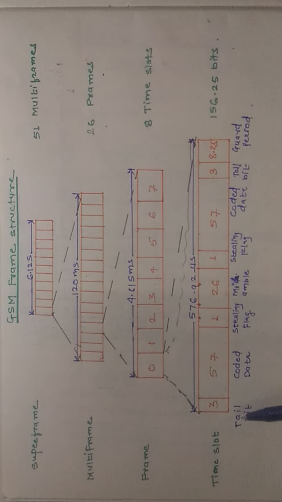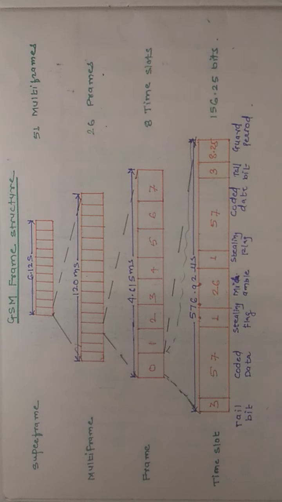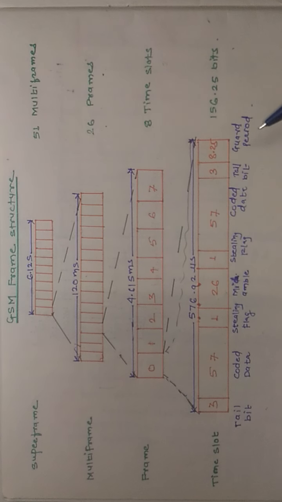Here, the first three bits and the last three bits, before the guard period, are used as the tail bits. Tail bits are used for the synchronization of the frame. The first 3 bits give the information about the starting of the time slot, whereas the last 3 tail bits give the information about the ending of the time slot.